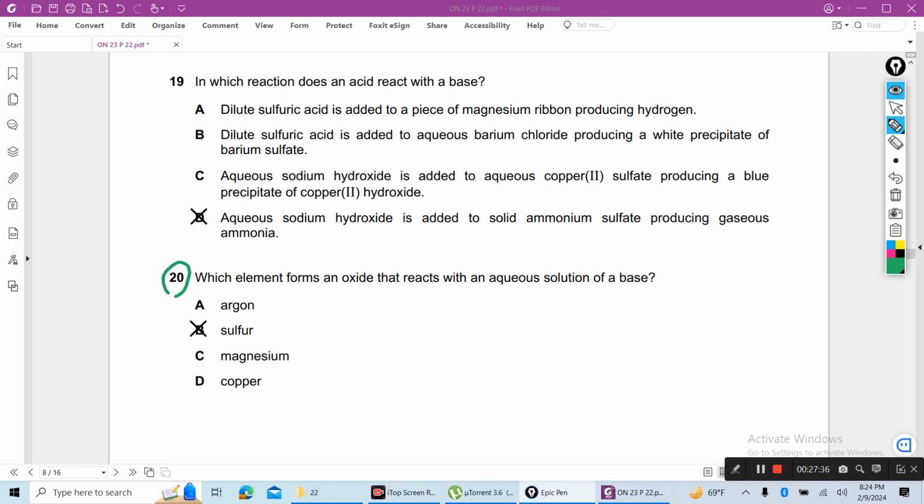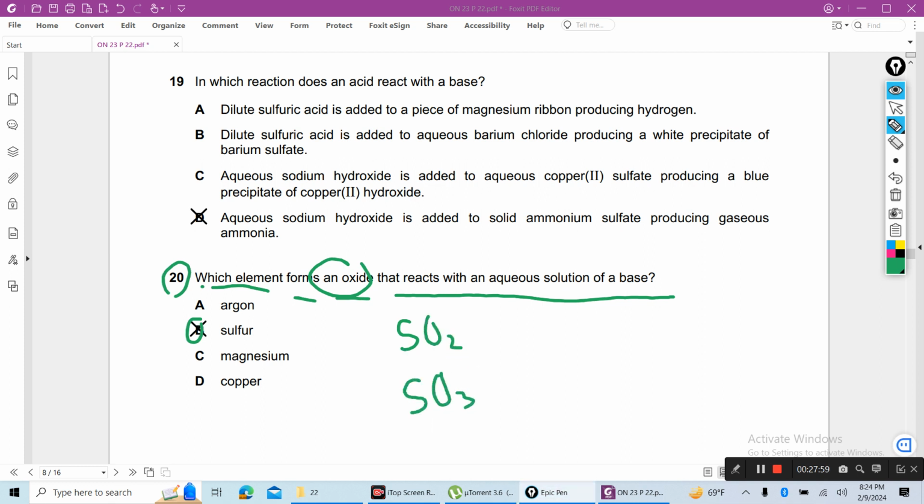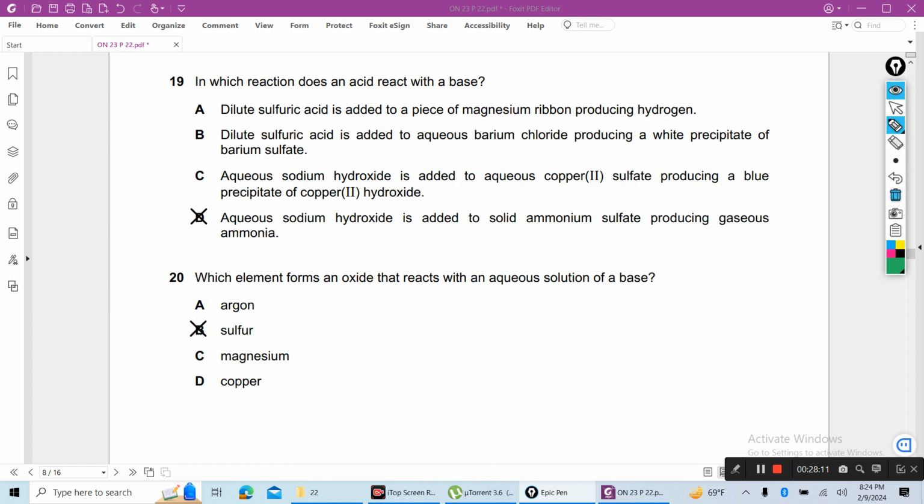Question 20: Which element forms an oxide that reacts with an aqueous solution of base? The answer will be B, because of the oxide. Sulfur dioxide and sulfur trioxide are non-metal oxides. As you know, non-metal oxides are acidic oxides. They react with a base to form a salt. So this will be the answer.